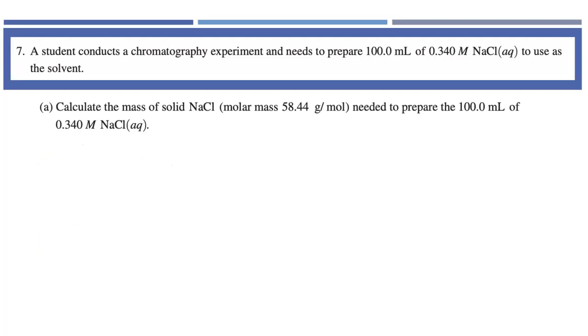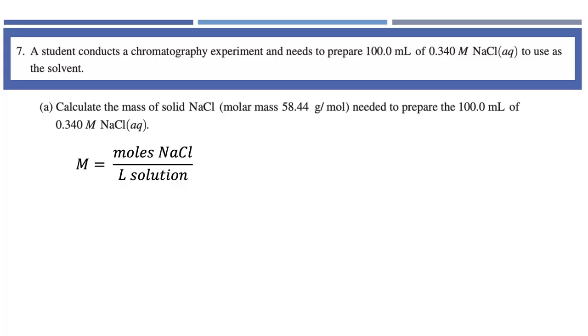A student conducts a chromatography experiment and needs to prepare 100.0 milliliters of a 0.340 molar sodium chloride solution to use as the solvent. The first thing we're asked to do, calculate the mass of solid sodium chloride. Oh, and look, we're given the molar mass that we need to prepare 100.0 milliliters of the 0.340 molar solution. So thinking about the molarity formula is really where we want to start. Moles of solute over the total solution volume in liters.